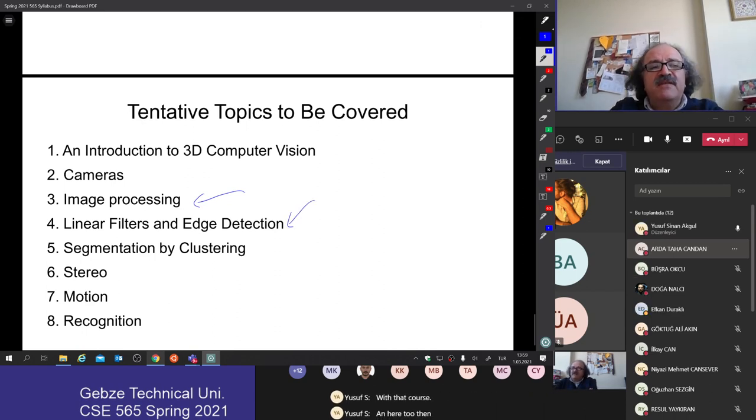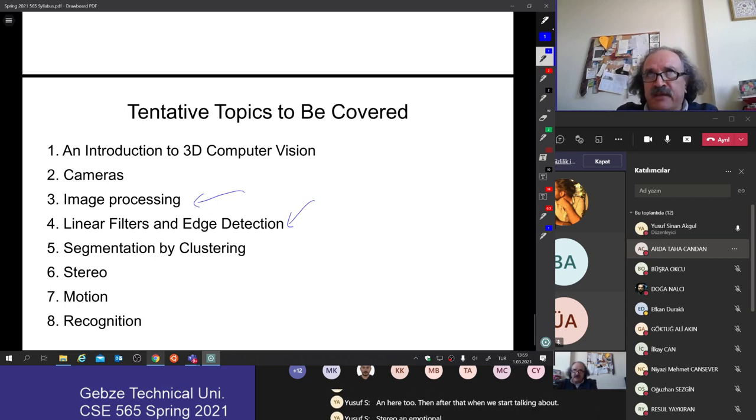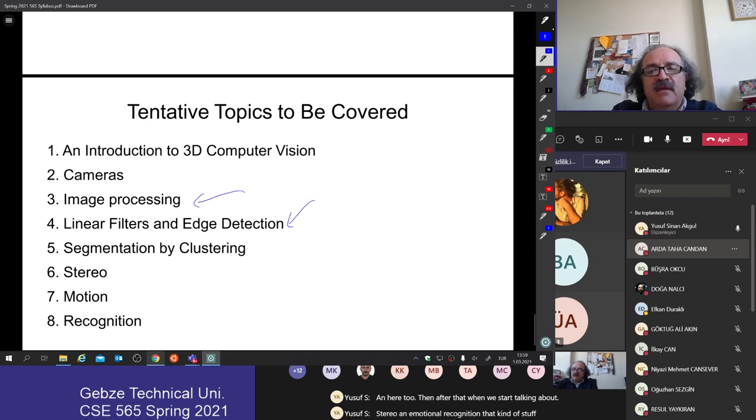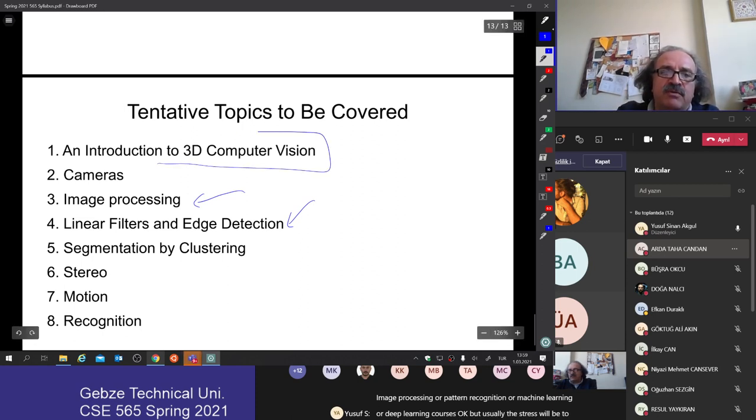Then after that, when we start talking about stereo and motion and recognition and that kind of stuff, we will talk about the 3D world and everything. So it will be different. So it is usual that this course will have material that overlaps with image processing or pattern recognition or machine learning or deep learning courses, okay? But usually the stress will be on 3D computer vision.